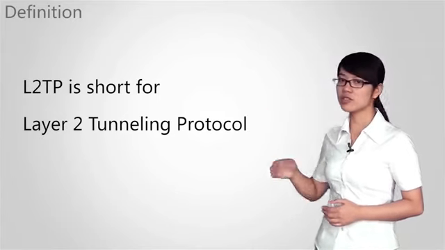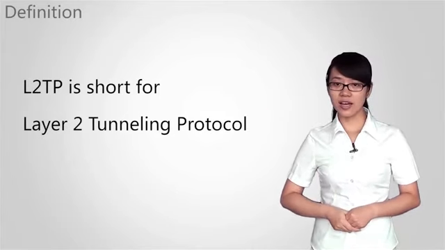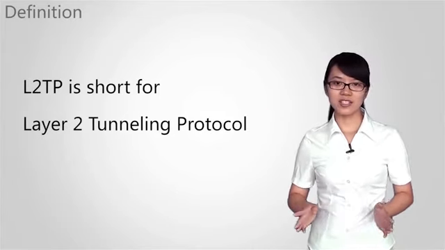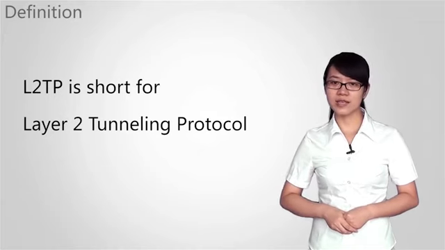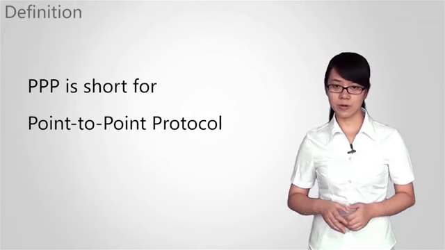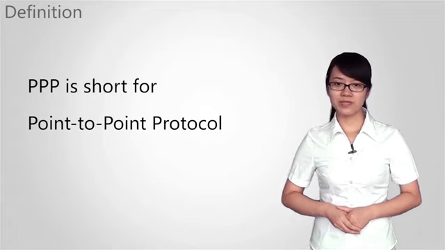Today I will introduce the L2TP feature of Huawei enterprise routers, including the L2TP concepts, implementation, application scenarios, and configurations. L2TP is short for Layer 2 Tunneling Protocol. It is a tunneling protocol that expands applications of the PPP protocol. It is an important VPN technology used by remote dial-up users to access the headquarters network.